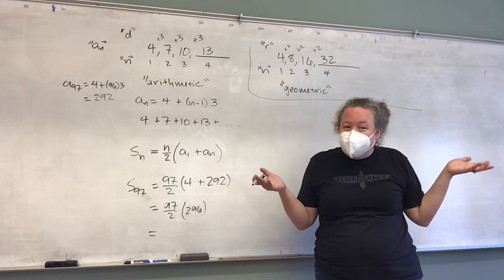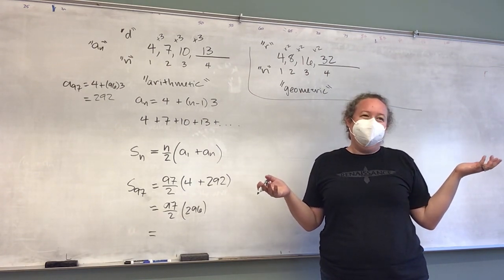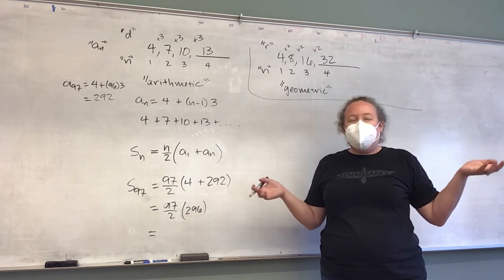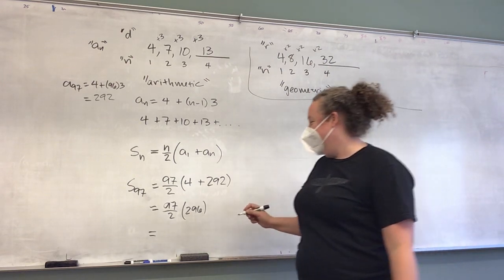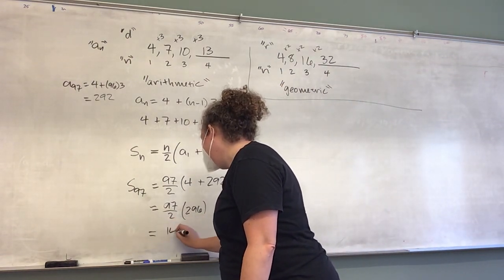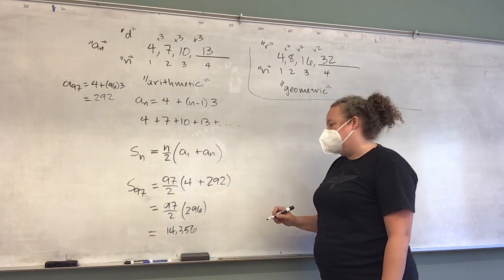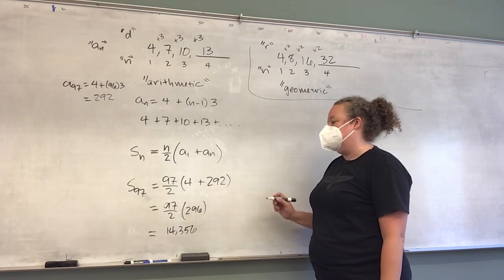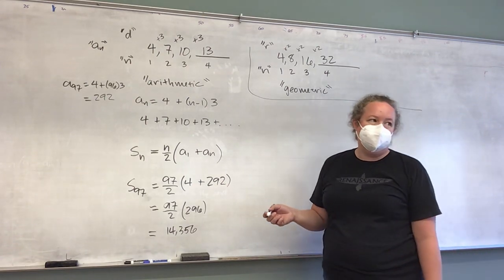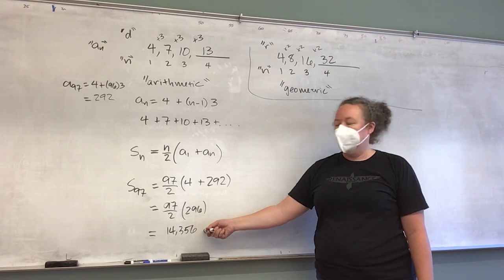Anybody plug this into their calculator? What's 97 divided by 2 times 296? It's going to be 97 times 148, but I can't do that in my head. 1,408. 14,356. So about 100 times about 150 should be about 15,000, which this is. Did anybody get a different answer for this when they plugged it into the calculator?